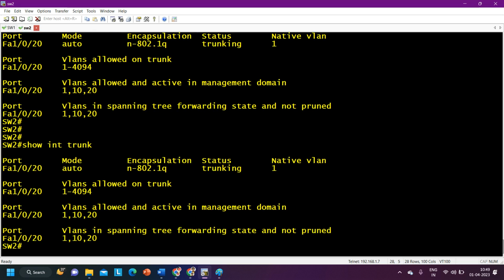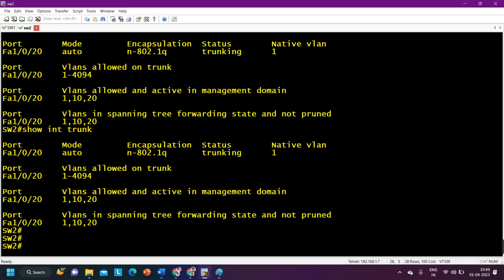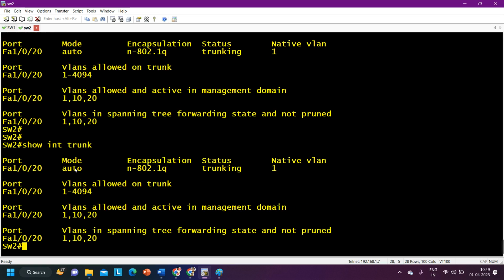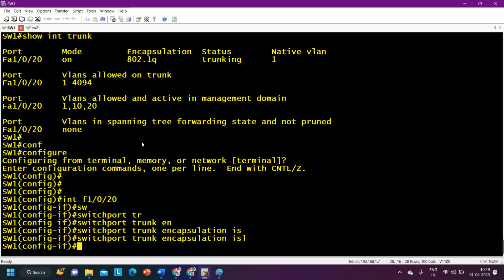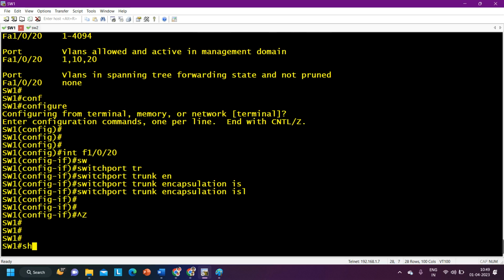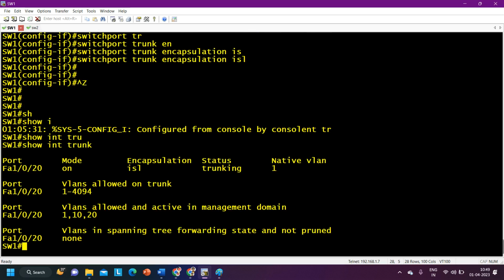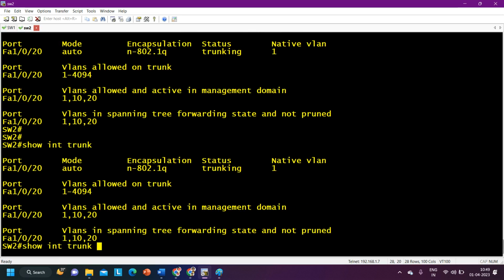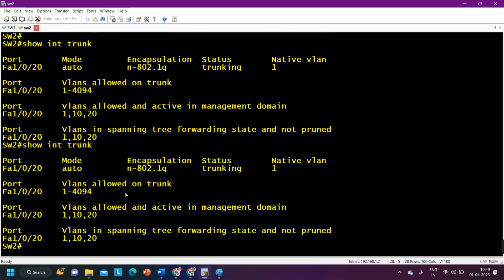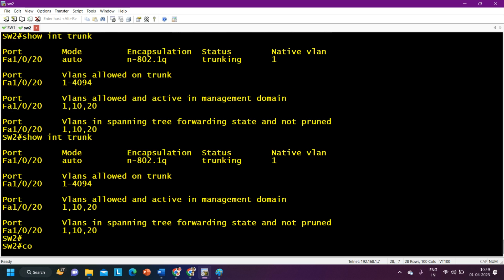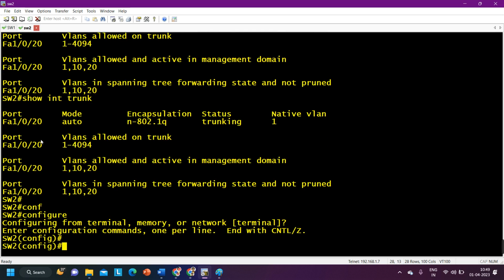And on switch number 2, if you run the command now, see it's still showing what? Dot1q. So show interface trunk, here I am using ISL, and here I am using dot1q. So what you need to do is shut this port down and bring it up again, then you will see the encapsulation protocol will change.